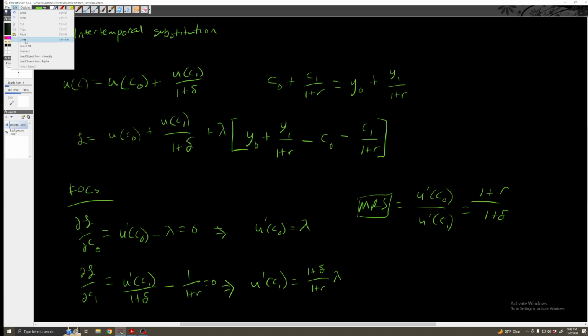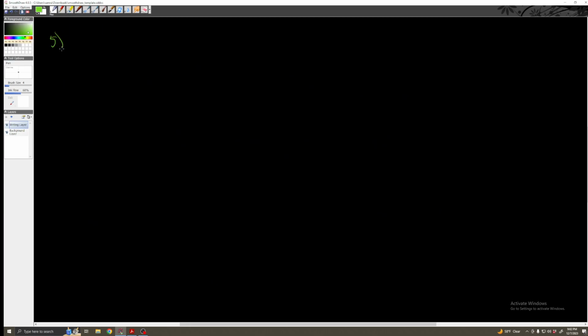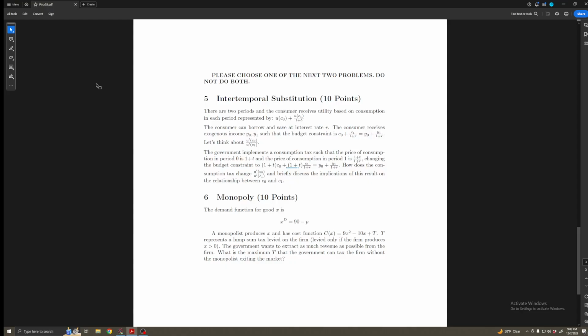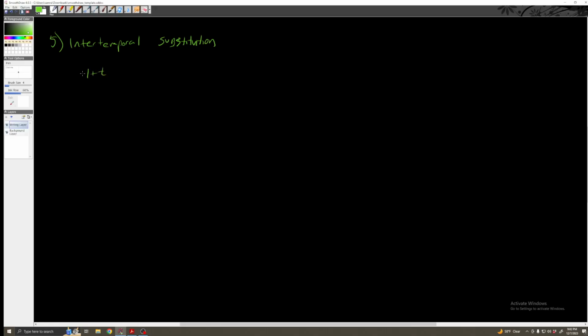So let's clear this and let's add it in, right? Okay, so even before we do the math here, intertemporal substitution. We have a different problem here, right? We have a budget constraint that looks like this, 1 plus t. So we have to pay a tax on whatever we consume, plus 1 plus t times c sub 1 all over 1 plus delta, our discount factor.